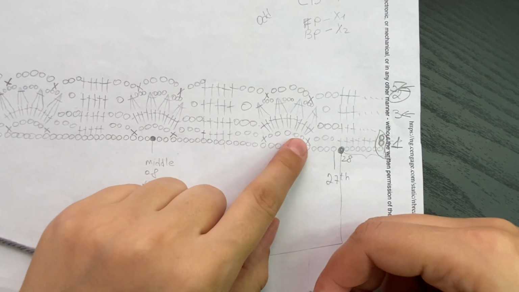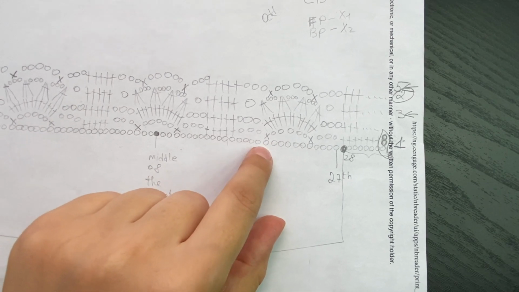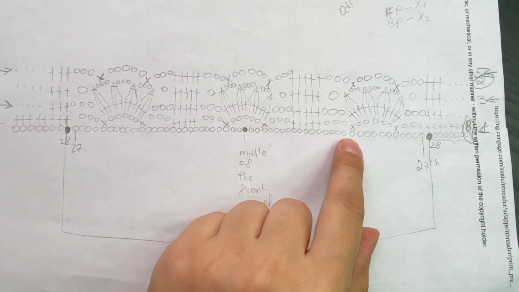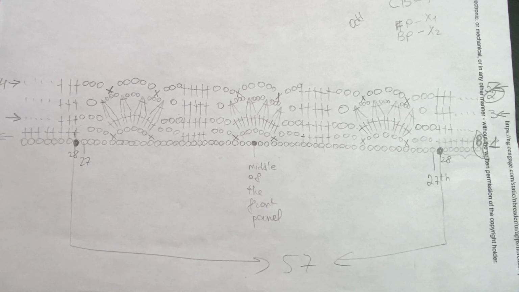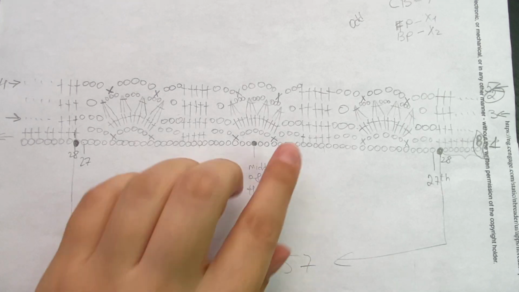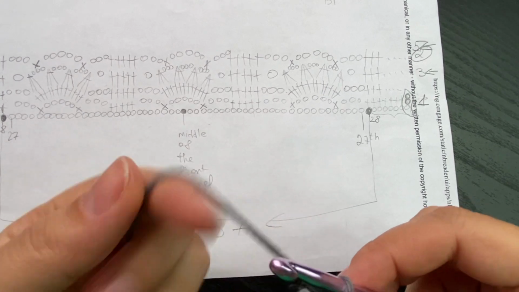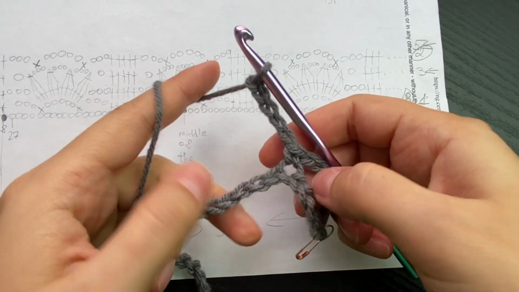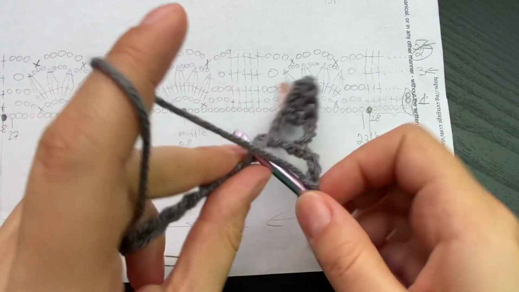Then we are gonna chain 5, sorry, my camera is shaking, skip 5, single crochet into the next. And actually I will take my hands off, leave this. You can make a screenshot and save this chart if you want, for any future references. All right, so we're gonna chain 5, skip 5, single crochet into the next. 1, 2, 3, 4, 5, skip 1, 2, 3, 4, 5, single crochet into the next.